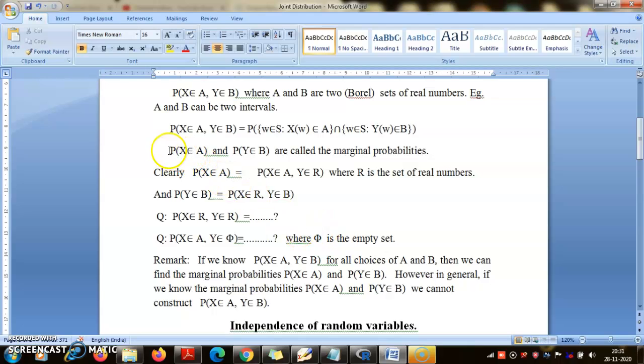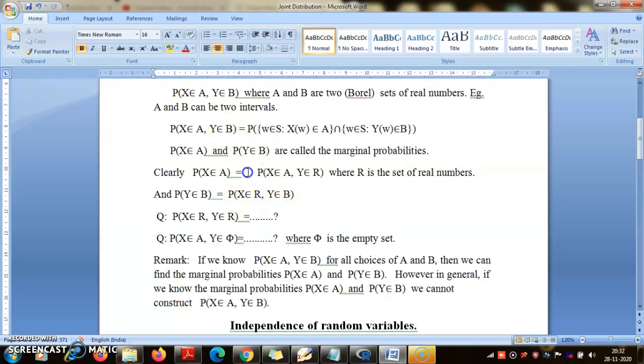And when we look at only the probability that X is in A, or Y is in B, they are called the marginal distributions. In marginal distributions, we are computing the probability of one random variable at a time, being silent about the other. And in the joint distribution, as the name suggests, we are looking at the probability of an event where both X and Y are involved.